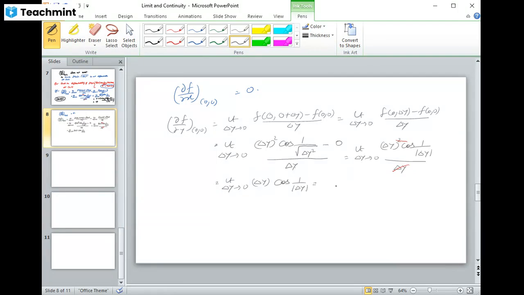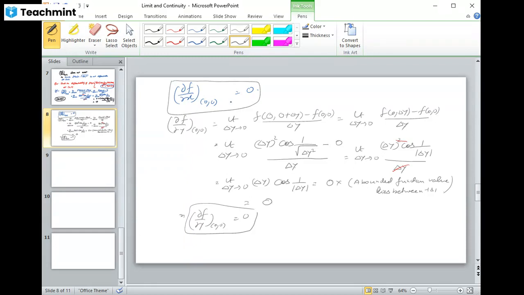Again, same result, that delta y tends to 0. So 0 into a bounded function, whose value lies between -1 and 1. So if you multiply 0 with a bounded function, its limit comes out to be 0. So what does that mean? Curly f upon curly y at the point 0, 0 is 0. So it means that the partial derivative exists. Curly f upon curly x, curly f upon curly y both exist at the point 0, 0.